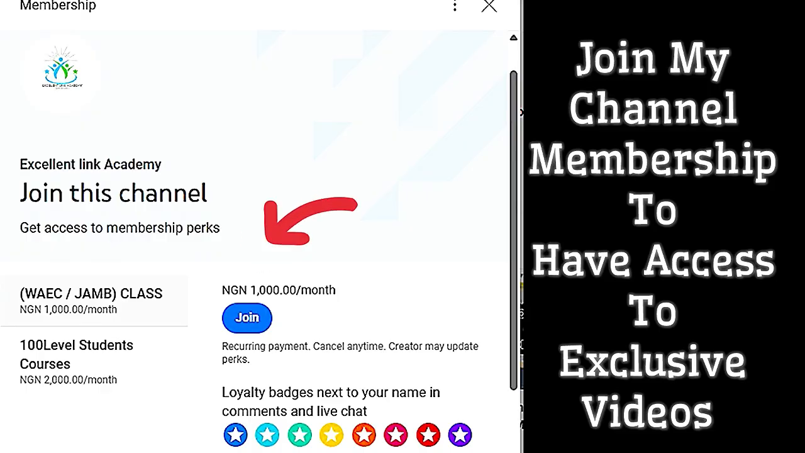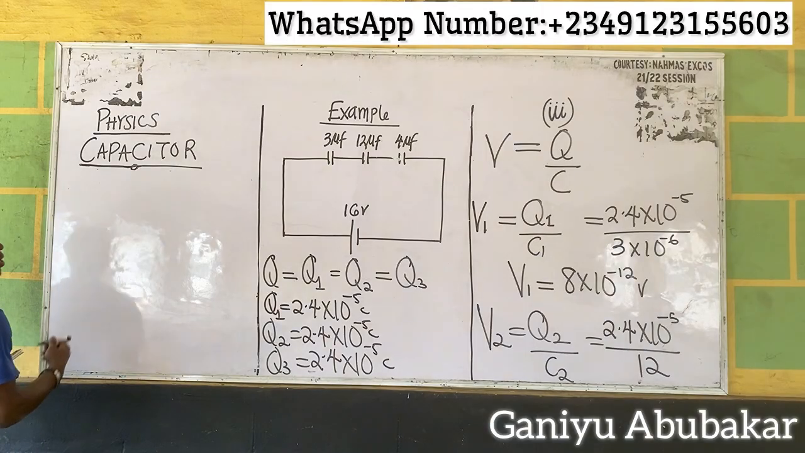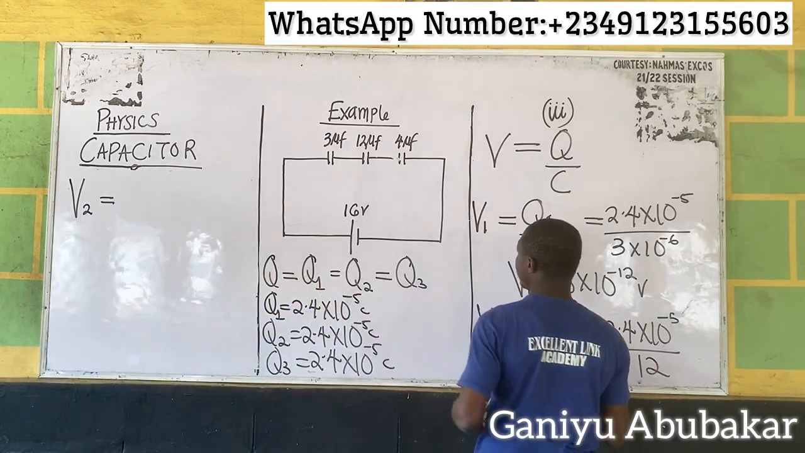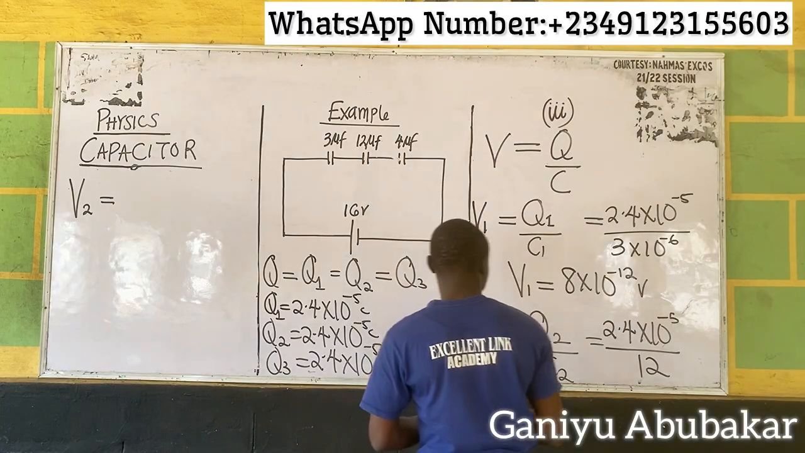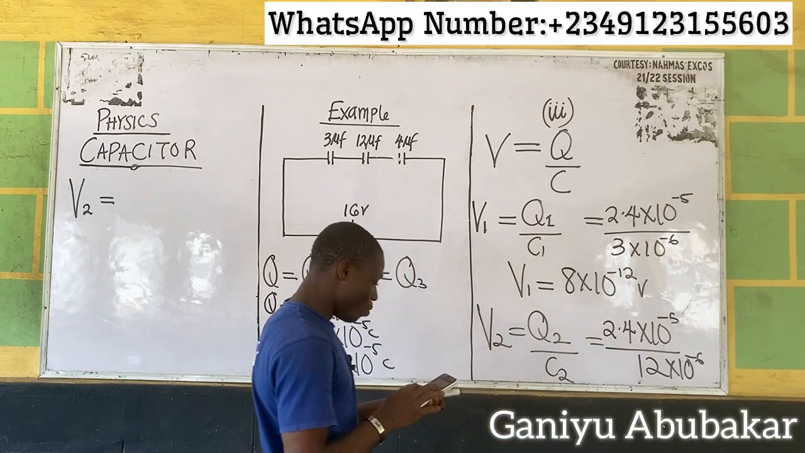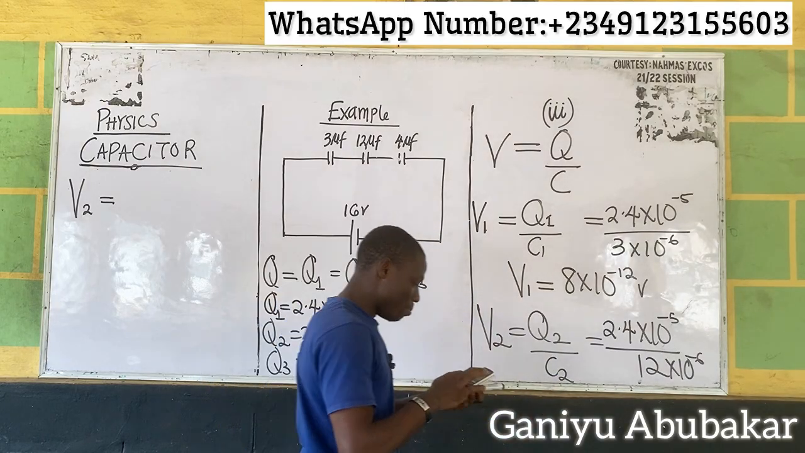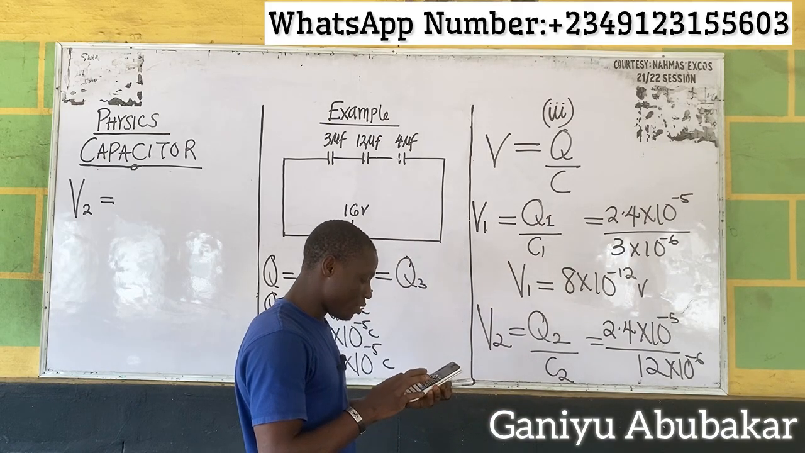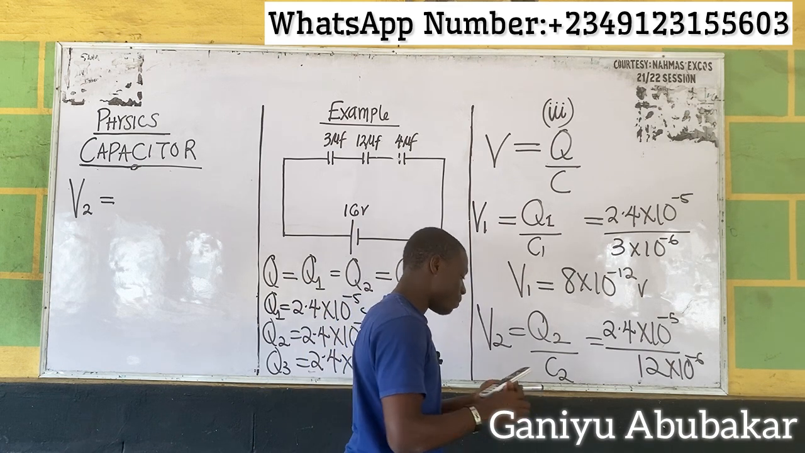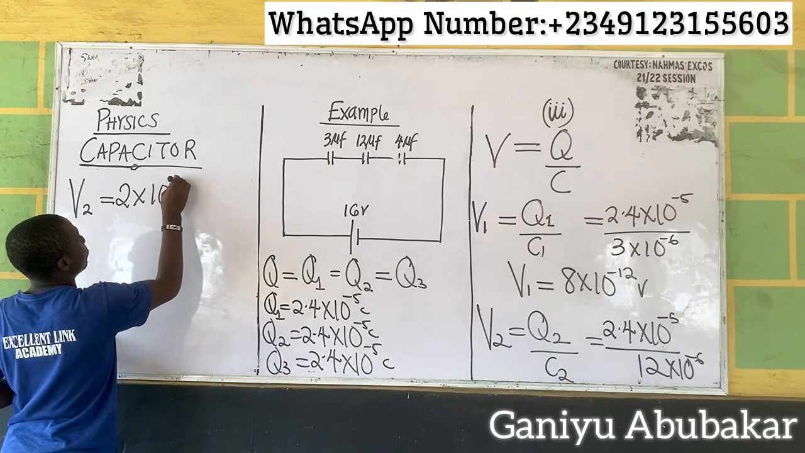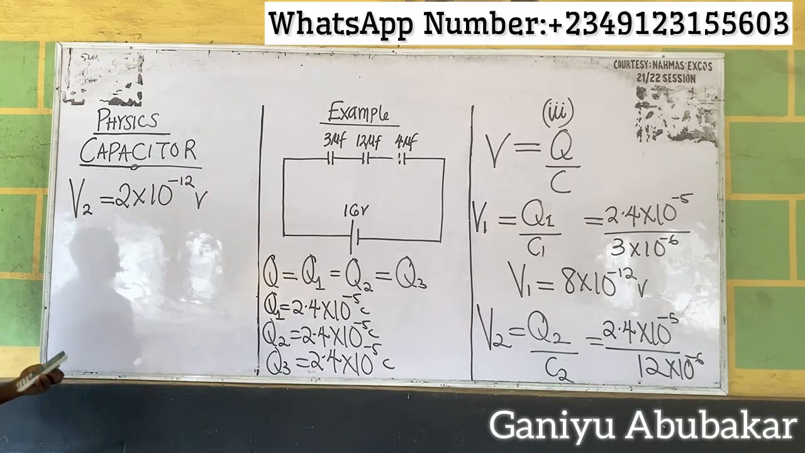So V2 should be equal to, the 12 there is not just 12, but a micro, so times 10 to the power of minus 6. Dividing 2.4 times 10 to the power of minus 5 by 12 times 10 to the power of minus 6 gives 2 times 10 to the power of minus 12. Of course, the potential difference is V. So I've gotten V2. Let's get V3.